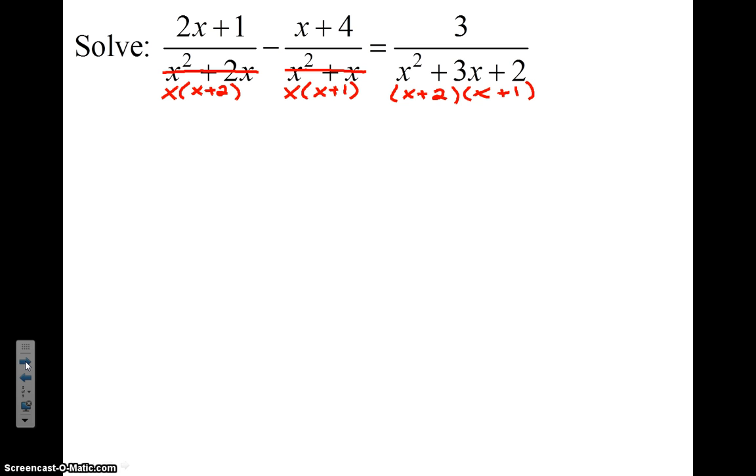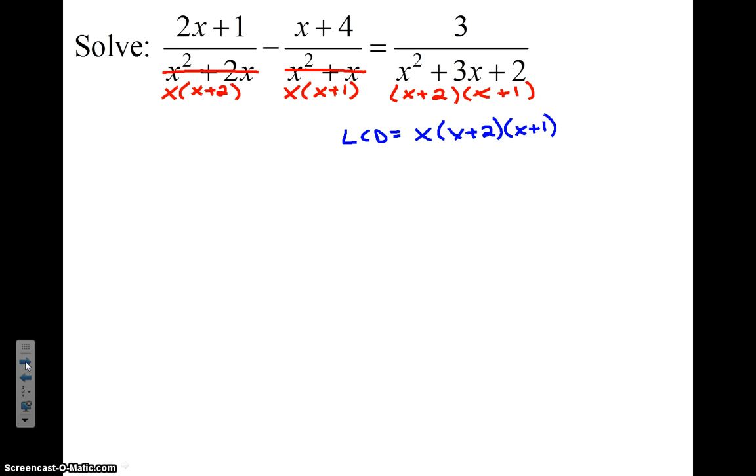So my least common denominator would be x, so that's part of our first denominator. What's also part of our first denominator is this quantity of x plus 2. In the second denominator I have x times x plus 1. Since x is already covered in the LCD that I've written, I don't need to put it a second time, but that x plus 1 does need to be included because it wasn't there.